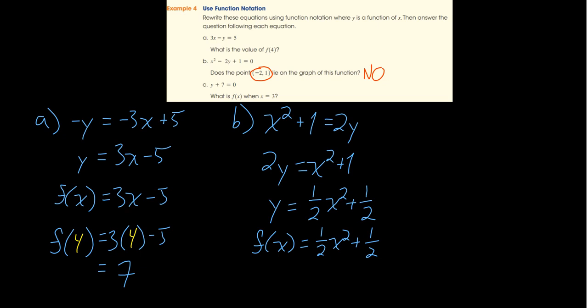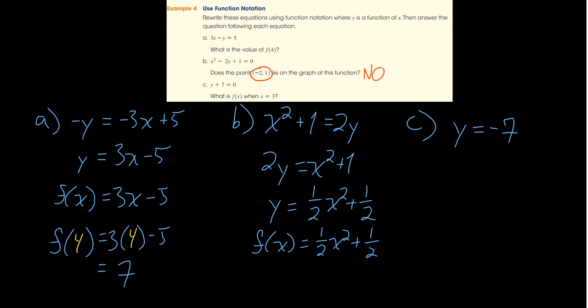And C is a tricky one. So C, let's solve for y. So y is equal to negative 7. First of all, if I were to graph this, what would it look like? Well, it would look like a horizontal line at y is equal to negative 7. So at y is equal to negative 7, we have a horizontal line. And this tells me already that it's not going to be passing through 3, but let's go ahead and finish this thought process out.